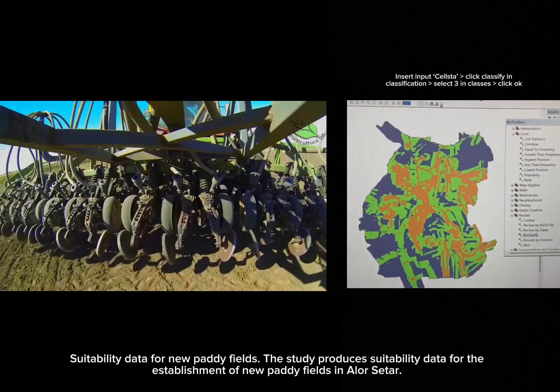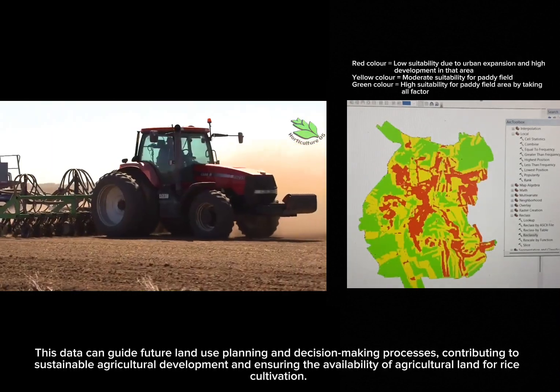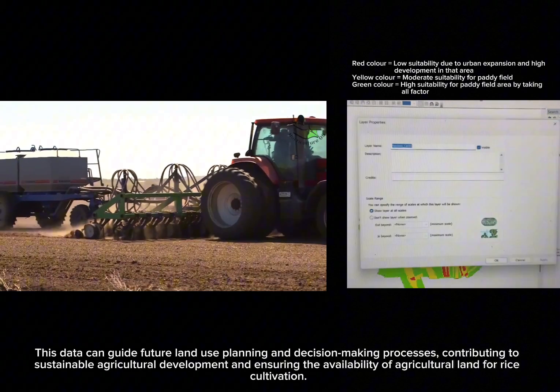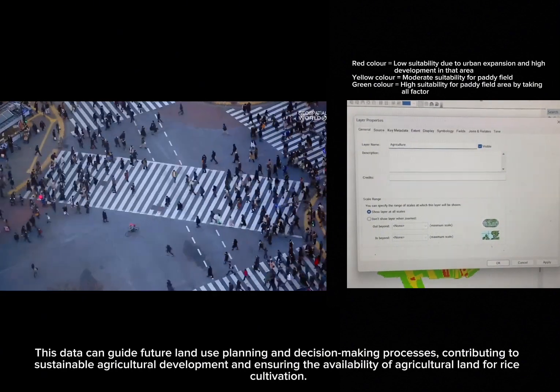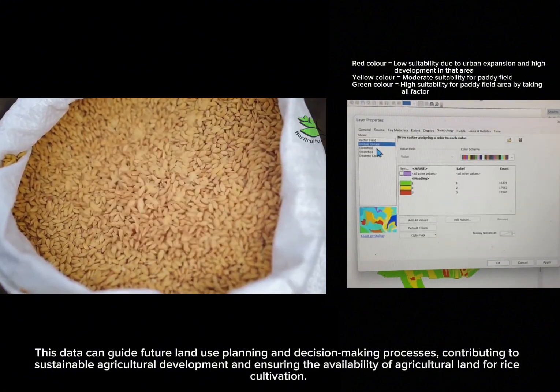Suitability data for new paddy fields. The study produced suitability data for the establishment of new paddy fields in Aliesya. This data can guide future land use planning and decision-making processes, contributing to sustainable agricultural development and ensuring the availability of agricultural land for rice cultivation.